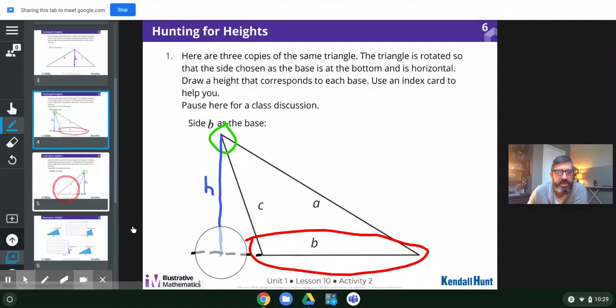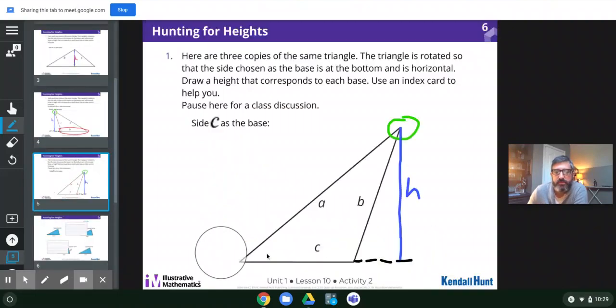Then same thing with the last one. We've got our base C, and the opposite corner, the opposite vertex, circled in green. It does not fall directly above our base C, so we have to draw that imaginary line out so we can draw our height down to the base, and that would give us our height H.